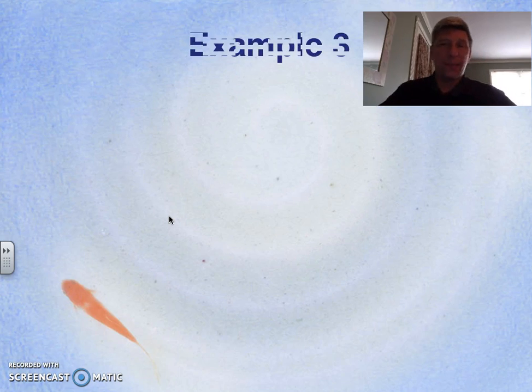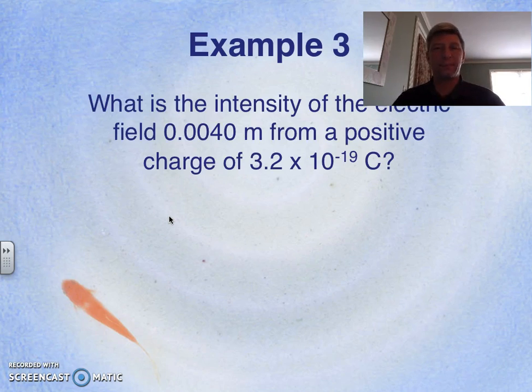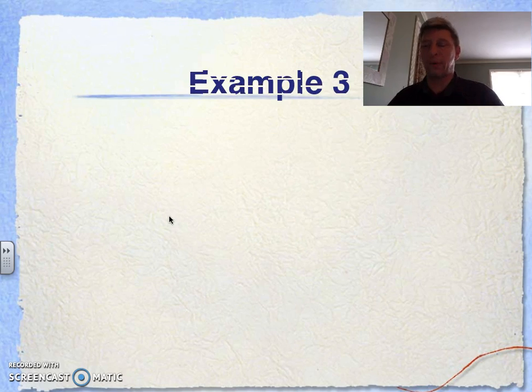Now, that brings us to example number 3, which is a question designed to work out the new formula that we just derived. What is the intensity of the electric field 0.0040 meters from a positive charge of 3.20 times 10 to the negative 19th coulombs? All right, so we're looking for E. We've got a value of R, which is 0.0040 meters, and a value of Q, which is 3.2 times 10 to the negative 19th coulombs. So here we go. Example number 3.